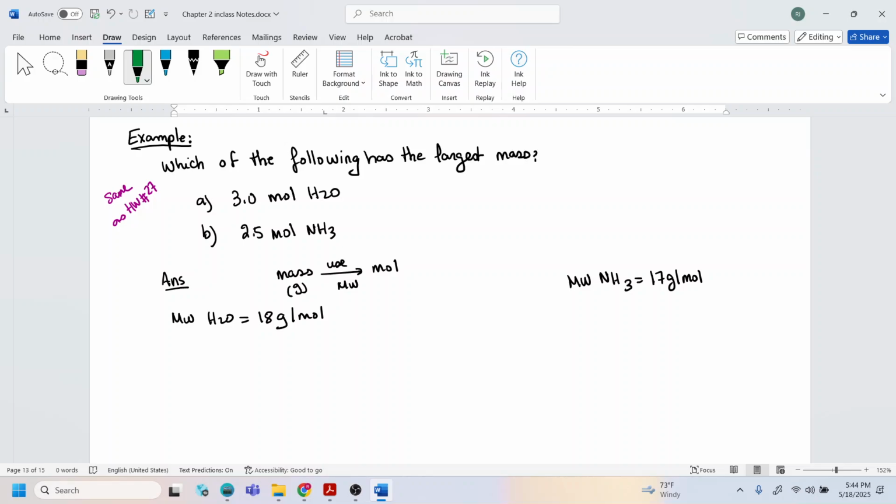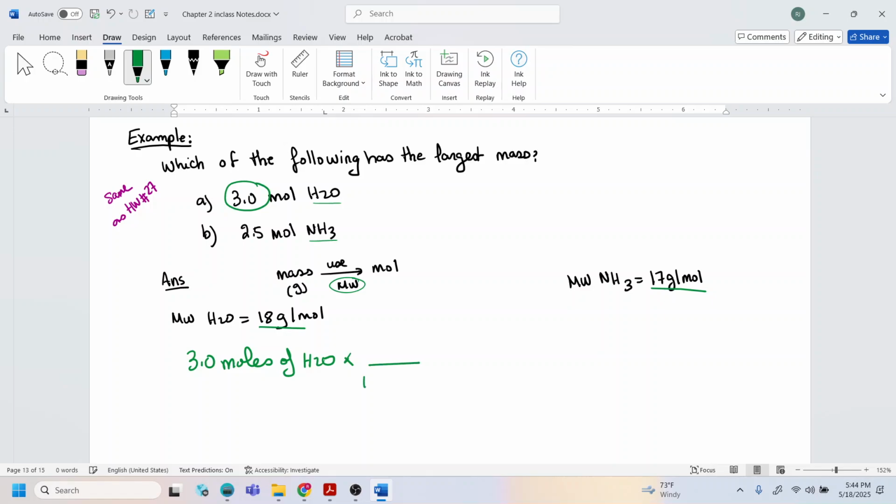Actually, I need to do it for both. So since water and ammonia are molecules in there, we're going to use the molecular weight of the molecule. Go ahead and calculate the molecular weight of the molecule, and then we're going to start with the moles. So that's going to be 3.0 moles of water. And I want to change this into grams of water.